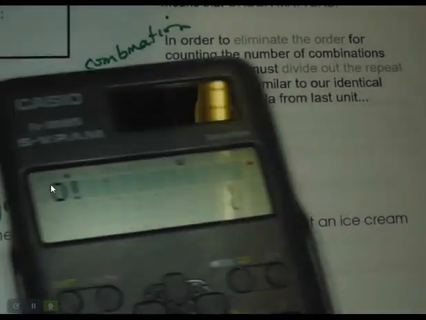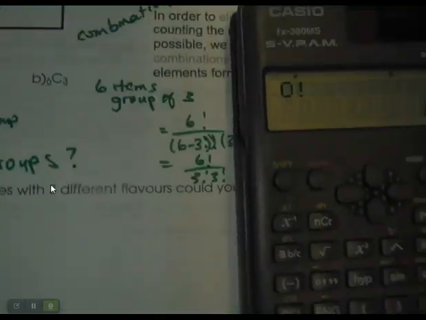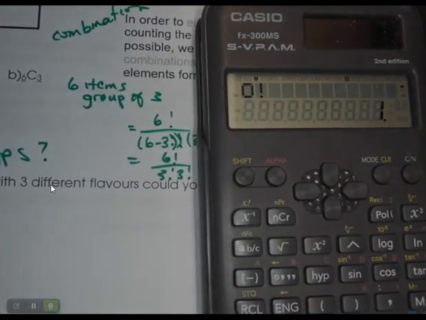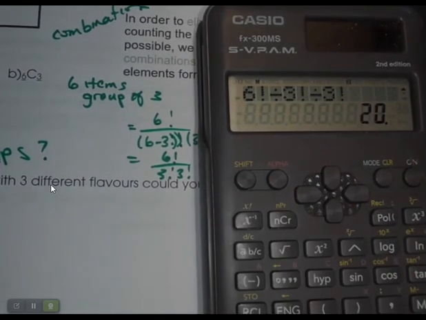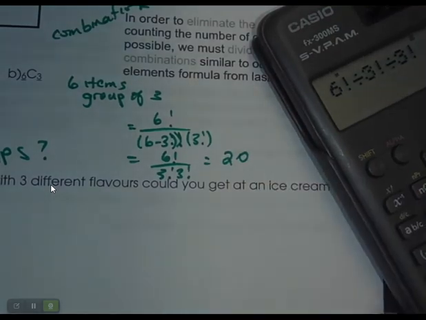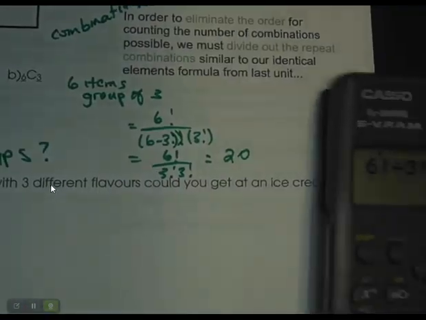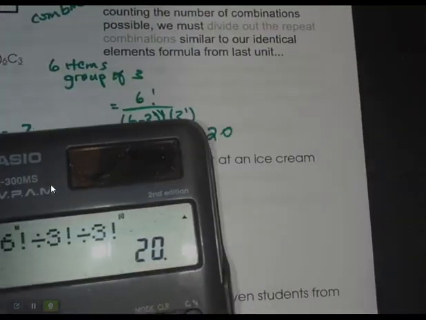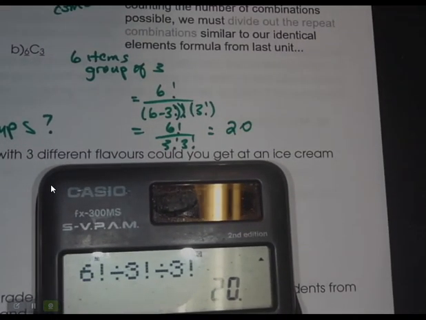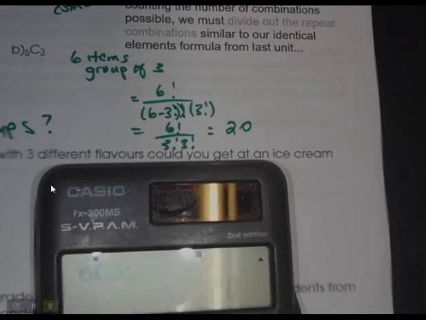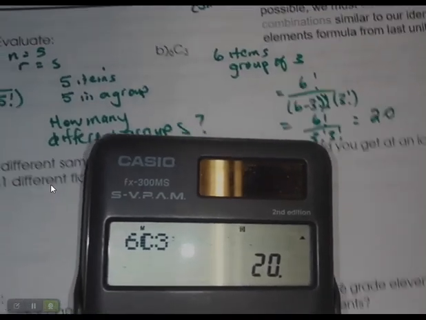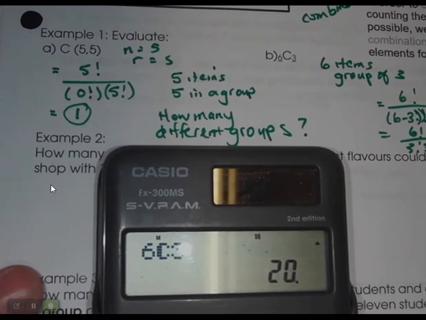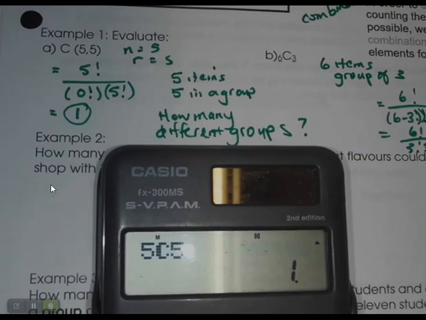So I'm going to type that in my calculator. I'm going to do 6 factorial divided by 3 factorial divided by 3 factorial. So I have 20. But if you want to just do 6C3, you still get the same answer of 20. If I went back here and cleared that, 5C5, I get 1. It's as simple as that.